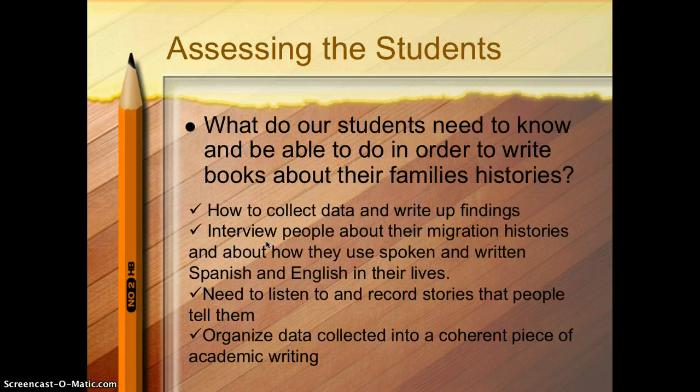Freeman began by assessing the students and curricula based on 3 questions. The first question was, what do our students need to know and be able to do in order to write books about their family's histories? Their findings were how they needed to know how to collect data and write up findings, how to interview people about their migration histories and about how they use spoken and written Spanish and English in their lives.